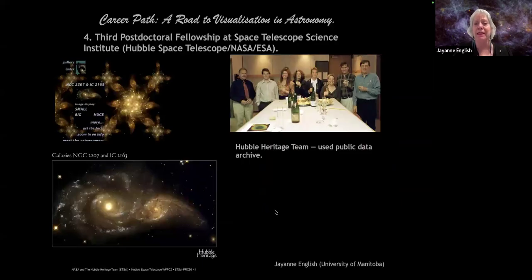But when I went to Space Telescope Science Institute for my 3rd postdoctoral fellowship, and that's the place that runs the Hubble telescope, my whole life got taken over by public outreach. So here's the Hubble Heritage team at the time. I'm the shortest one, of course. I was responsible for everything about this website. For example, I did the design of the logo. I designed the website. I authored the website.